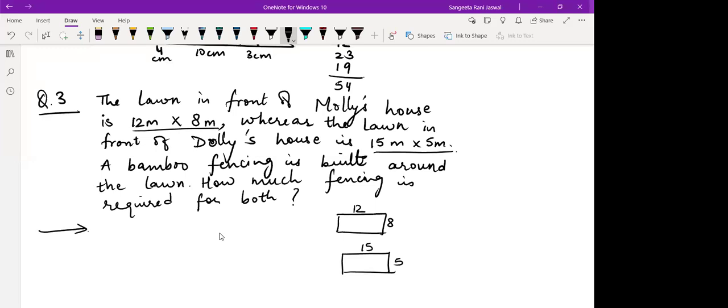Ma'am, first we have to find the perimeter. Very good. So this is lawn of Molly's house. This is lawn of Dolly's house. So first you will find the perimeter of Molly's lawn and the perimeter of Dolly's lawn, not house, the lawn. And then you will add them. So you'll get the total fencing required. Quickly do. You'll get the total perimeter of both lawns.